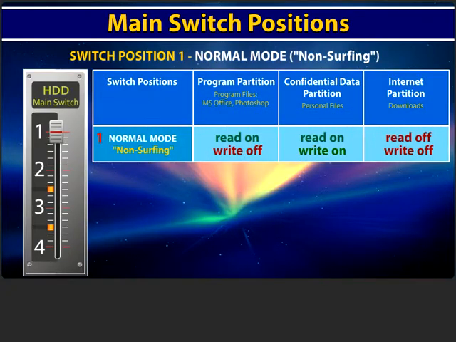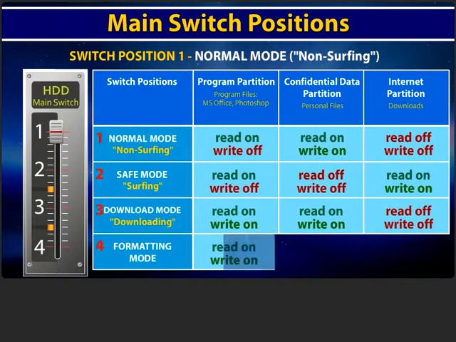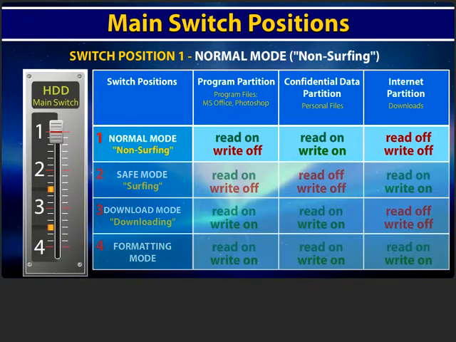This table summarizes the status of the different read and write heads when the main switch is in position 1, the so-called normal mode position. Because we are not surfing the internet and the read and write heads of the internet partition are switched off, all stored data will be safe from hackers and viruses.